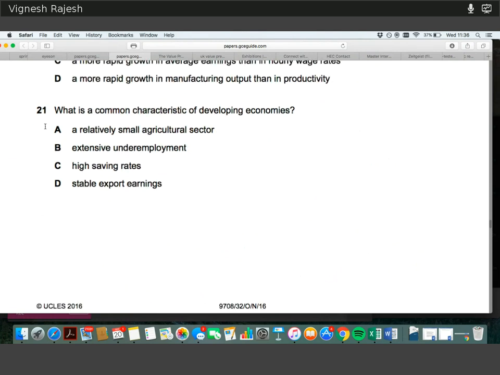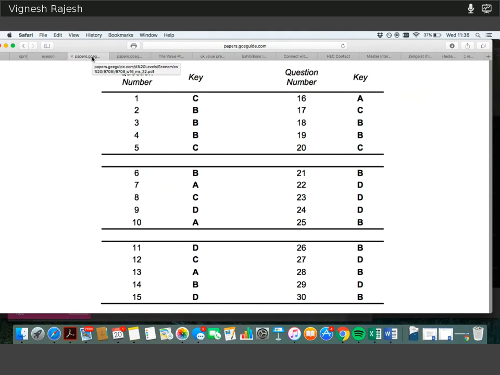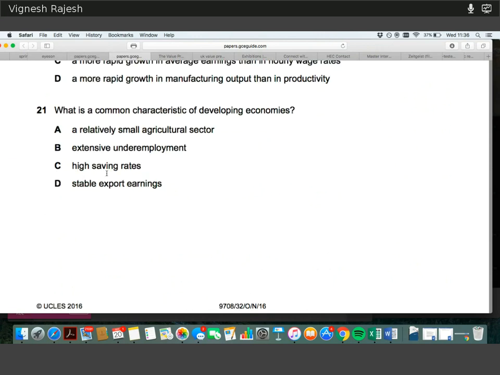Common characteristic of developing countries, I believe in this case it's extensive underemployment. 21B, yes. In this case, underemployment differs from unemployment in that it really pertains to workers who are either high-skilled workers working in quite low-skilled jobs and industries, or workers who are working part-time but would wish to work full-time.